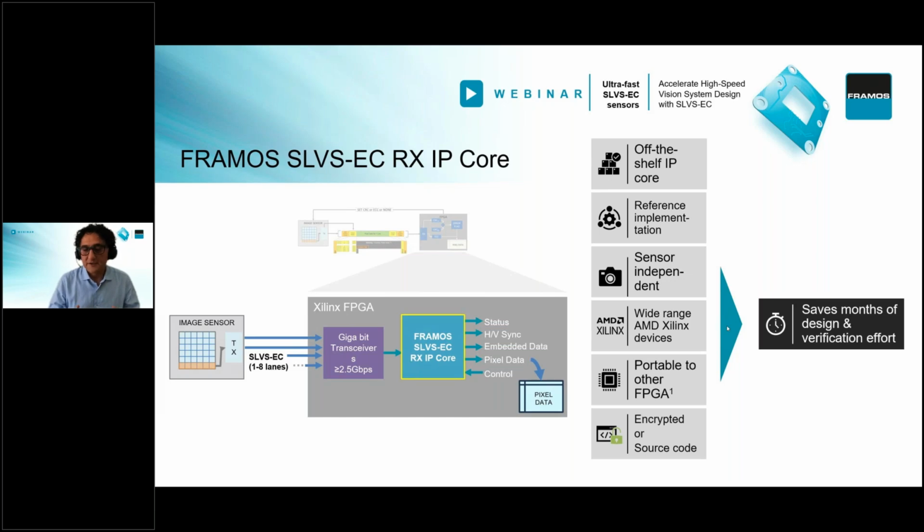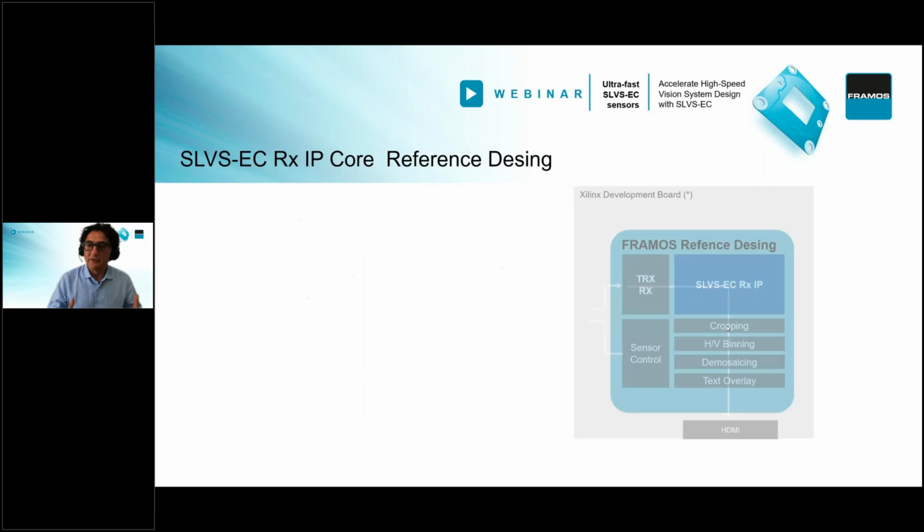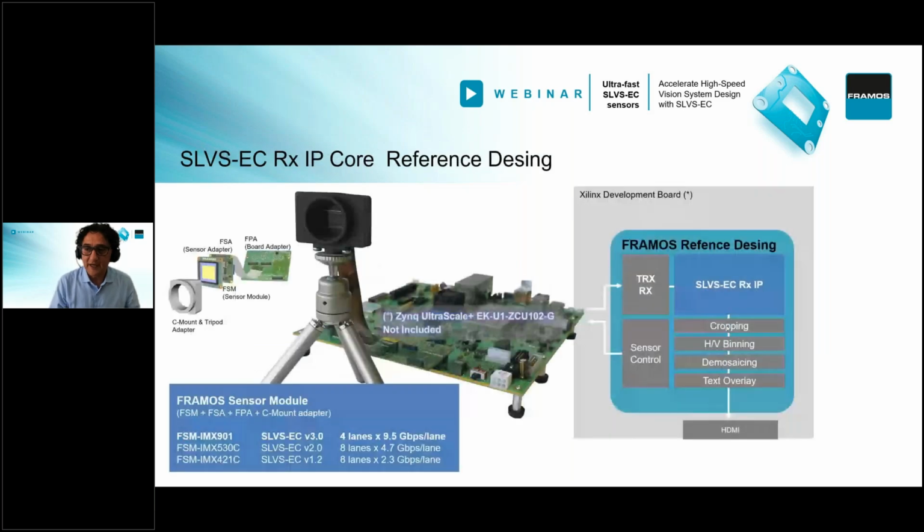So this offers an easy way to save money, do the verification, and also save time, of course, and also be updated because we do a new version as soon as the new version of the protocol is specified. Not only that, we also provide the reference design and the reference hardware.